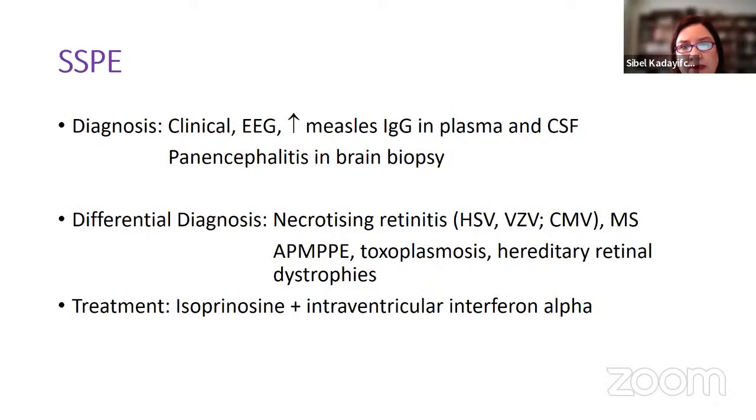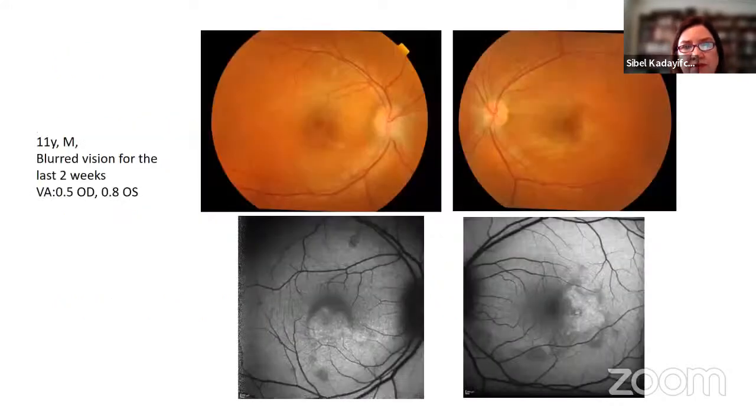Diagnosis is clinical, but electroencephalography and increased measles antibodies in plasma and CSF are diagnostic, as well as panencephalitis and brain biopsy. But we have to differentiate cases from other necrotizing retinitis cases, toxoplasmosis, hereditary retinal dystrophies. Treatment is with isoprenosine, and intraventricular interferon alpha have also been described.